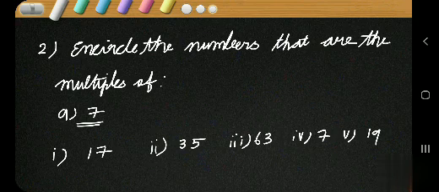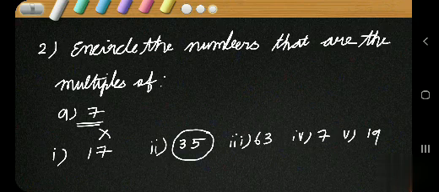So what about the first number 17? Is 17 a multiple of 7 or is 17 in 7 stable? No. So need not encircle this. What about 35? Is 35 in 7 stable? 7 ones are 7, 7 twos are 14, 7 threes are 21, 7 fours are 28, 7 fives are 35. So yes, 35 is in 7 stable, isn't it? So do we need to encircle this or not? Yes, we need to encircle the number 35. Why? Yes, 35 is in 7 stable. So of course, obviously 35 is a multiple of 7, isn't it?